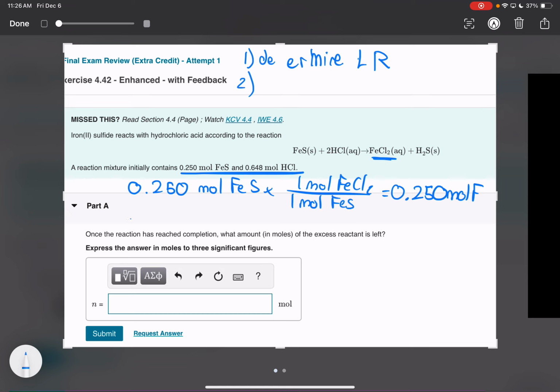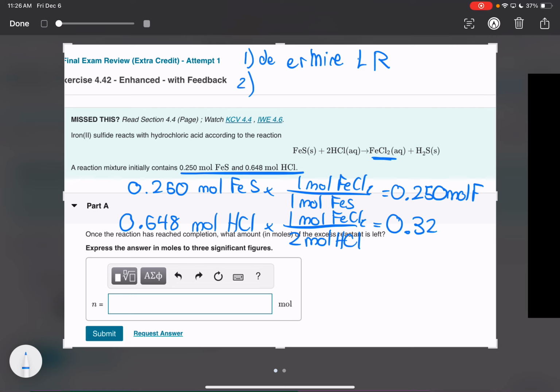Okay, with the other one, 0.648 moles of HCl. Now it's a 2-to-1 reaction. I like that they give it to you in moles because it's one less step for you to have to do. So that would be 0.324 moles of the product.